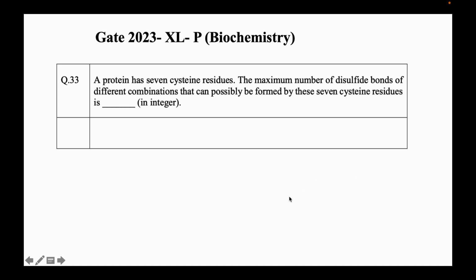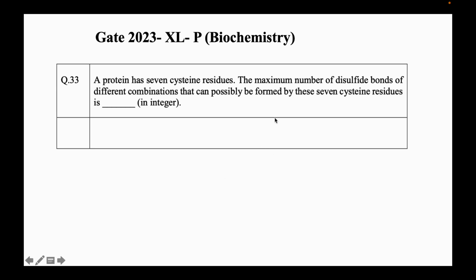Everyone, this is GATE 2023 Life Sciences Section P Biochemistry question number 33. A protein has 7 cysteine residues. The maximum number of disulfide bonds of different combinations that can possibly be formed by these 7 residues is dash.